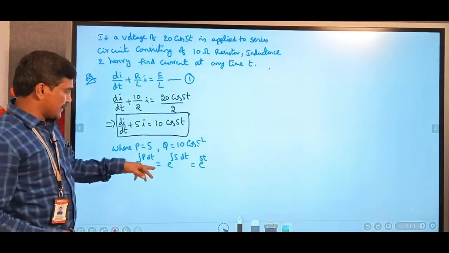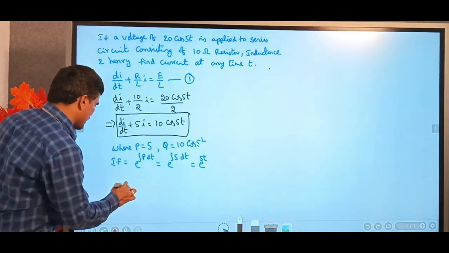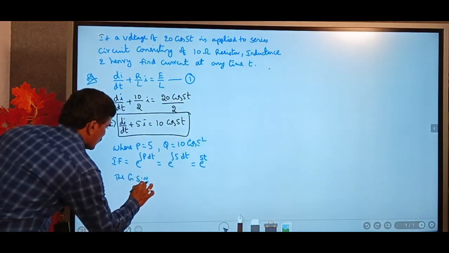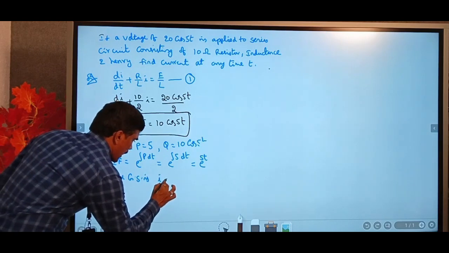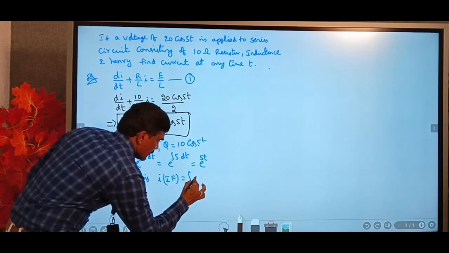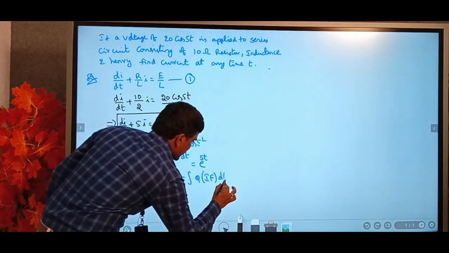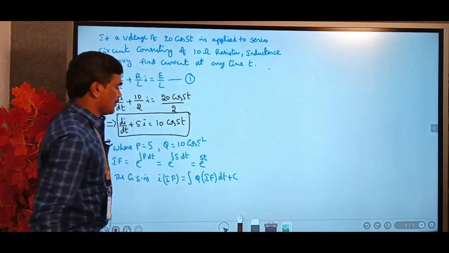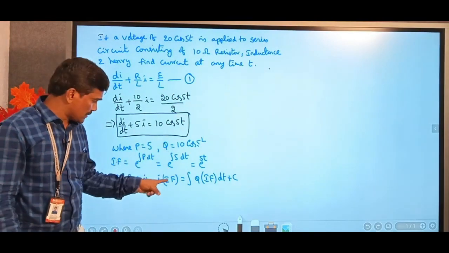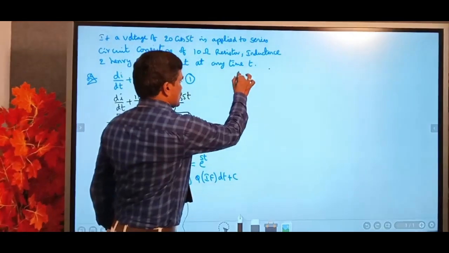Right? Now after getting the integrating factor, what is the general solution? The general solution formula is I times IF is equal to integral of Q times IF dt plus C. This is the general solution for a linear differential equation. Now substitute the integrating factor e power 5t and Q in this equation.